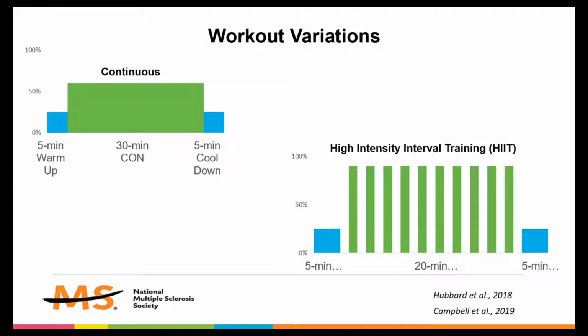And lastly, HIIT versus cycle ergometry is safe and effective in improving fitness in people with MS. Now, though this research is compelling and it shows lots of promise, there are limitations to consider and understand, that HIIT may not be an appropriate fit for everyone living with MS.